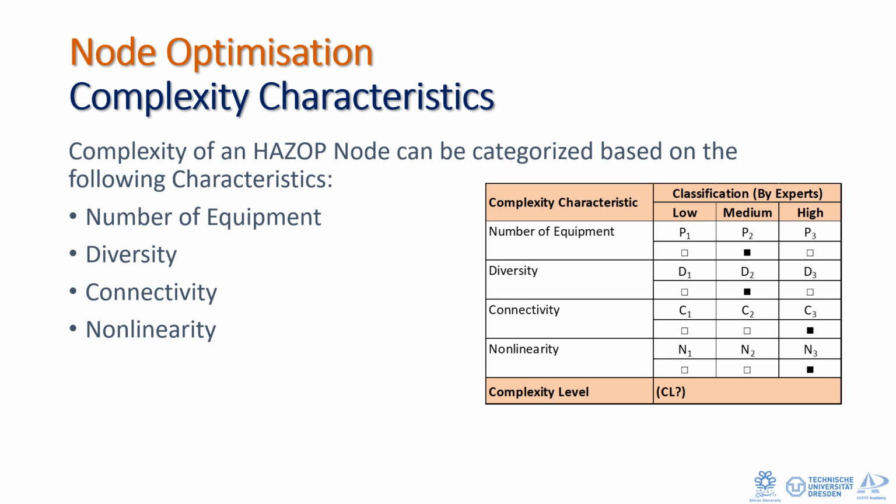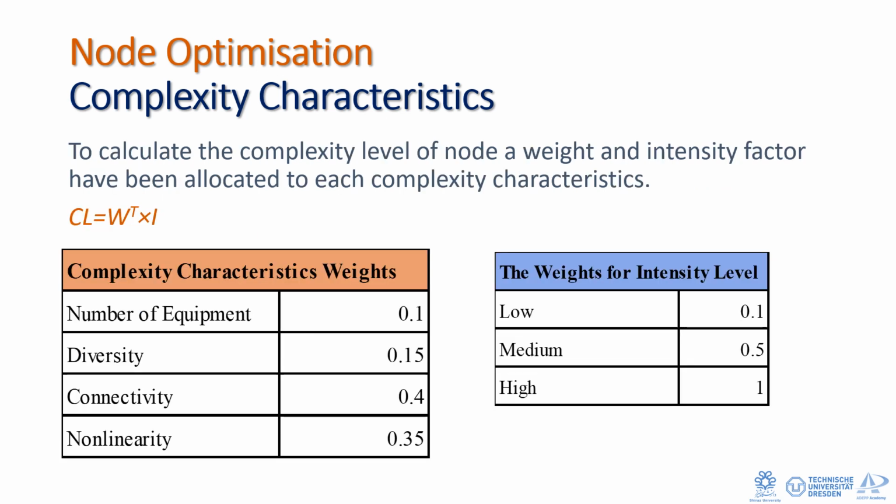Complexity of the HAZOP nodes can be characterized by the number of equipment or unit operations in the node, diversity of the equipment or unit operations in the node, connectivity of the equipment or unit operations in the node, and finally, nonlinearity of the unit operations or process fluid transformation. Each of these characteristics is ranked as low, medium, or high. To calculate the complexity level of HAZOP nodes, we have allocated a weight to the complexity characteristics and intensity numbers to the rankings. These values are estimated based on our engineering judgment.